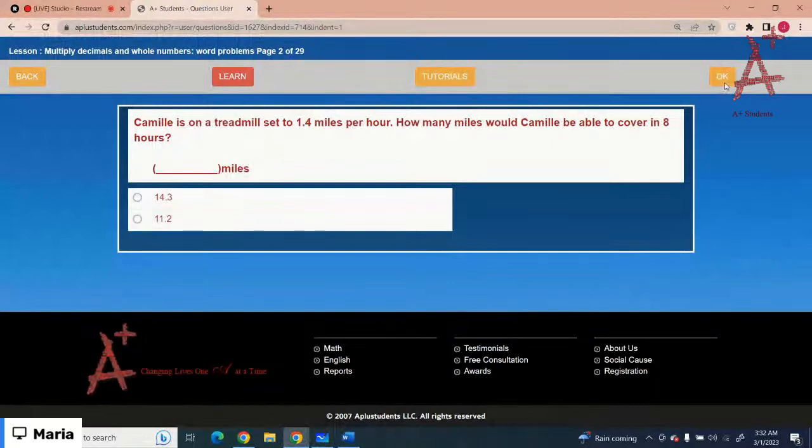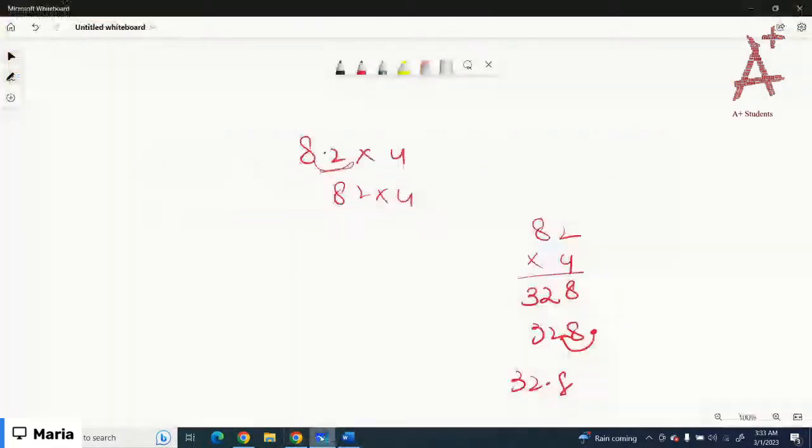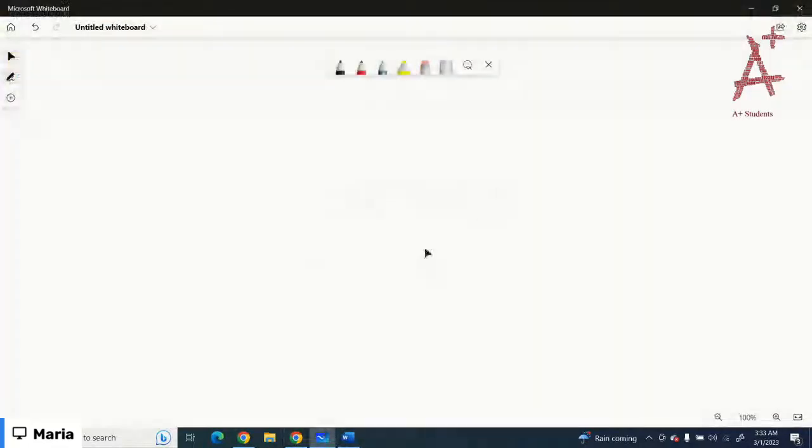Camille is on a treadmill set to 1.4 miles per hour. How many miles would Camille be able to cover in 8 hours? So you have to do 1.4 times 8. Got it? Just multiply without the decimal. Just do 14 times 8.